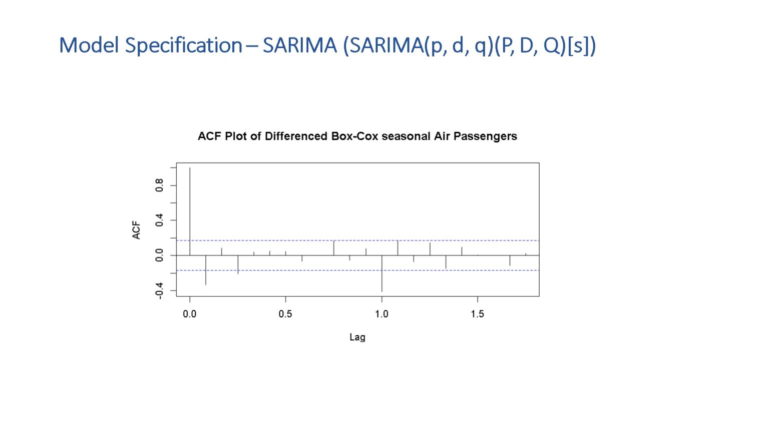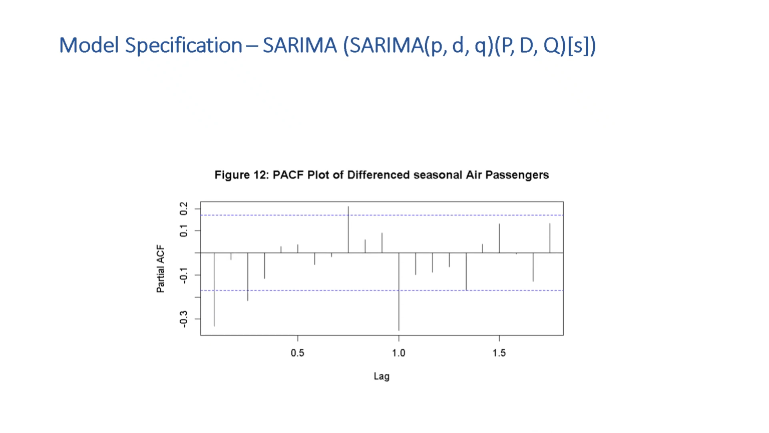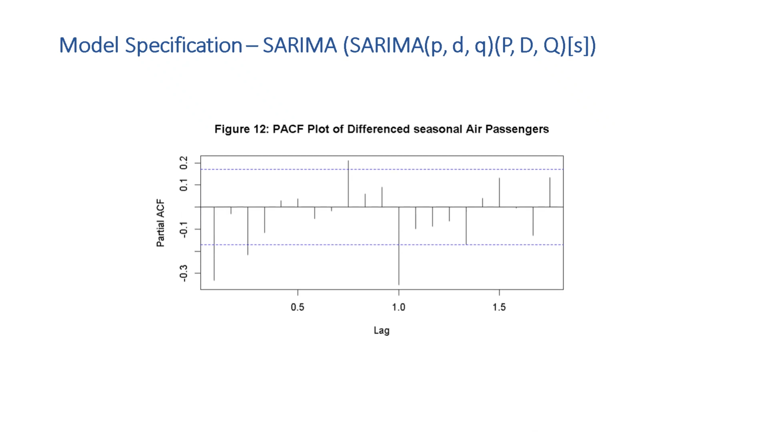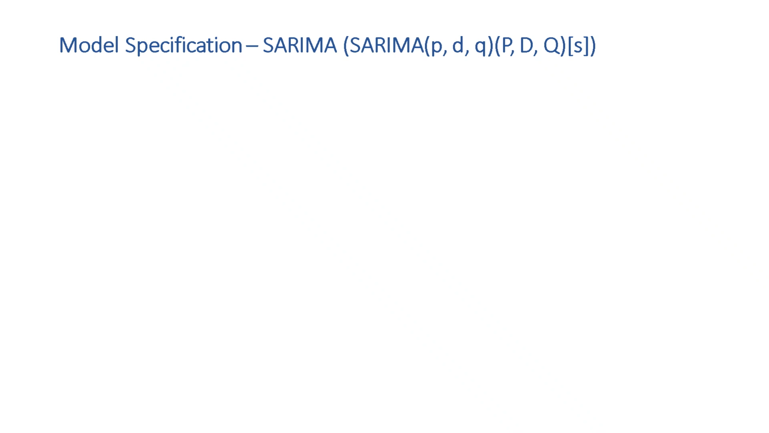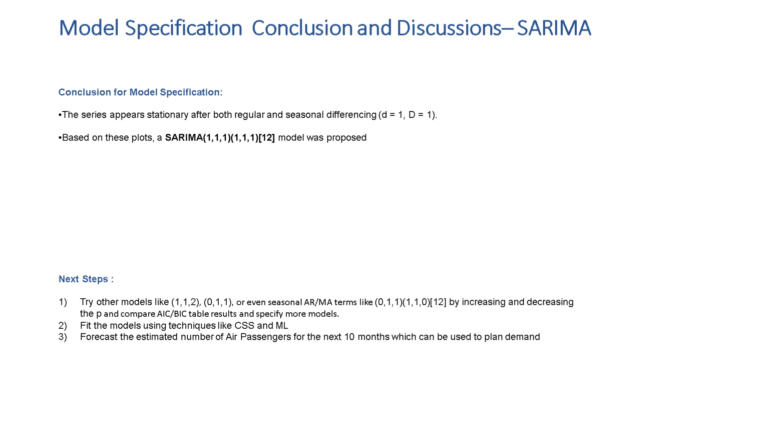From the ACF plot, we can get a q value of 1, and since there is a spike at lag number 12, we can also infer that the seasonal Q is also 1. The PACF plot shows that there's a spike at lag number 1 which then drops to 0, suggesting that the p value could be 1, as well as the seasonal P also could be 1. We would now be proceeding with gathering more models from the AIC-BIC table, as well as fitting these models using techniques like CSS and ML, as well as forecasting the next 10 months of data.